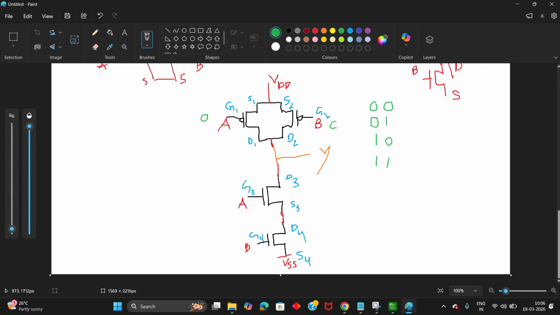Okay, we are going to apply A equal to 0 and B equal to 0. PMOS will be turned on when we apply 0 to its gate terminal. It means it is going to turn on. Both the PMOS transistors in the pull up network are going to turn on.